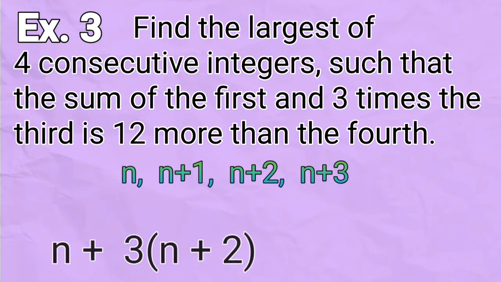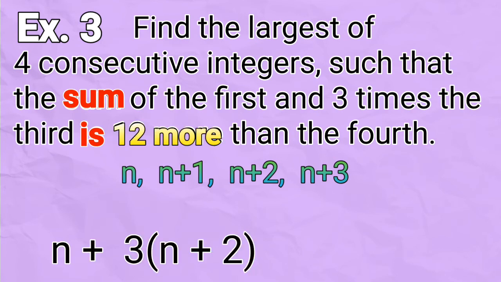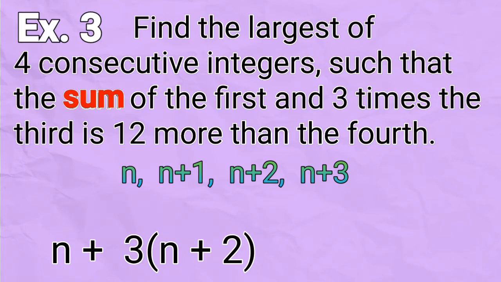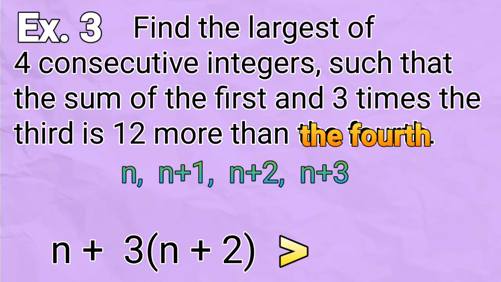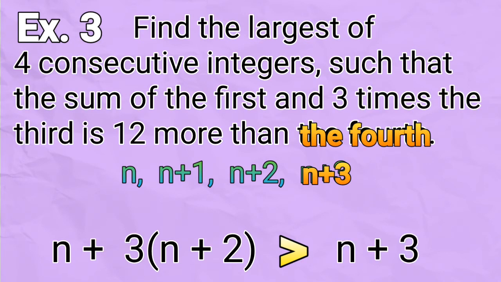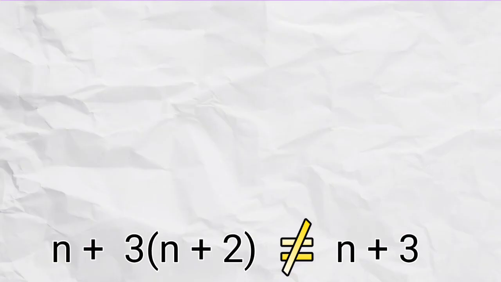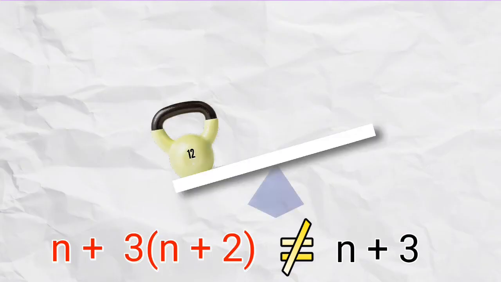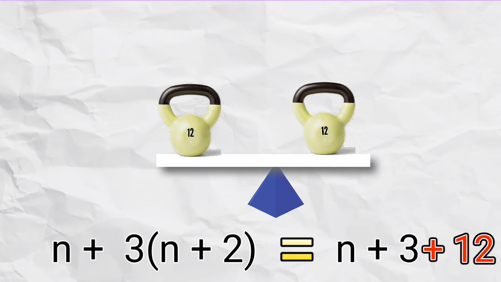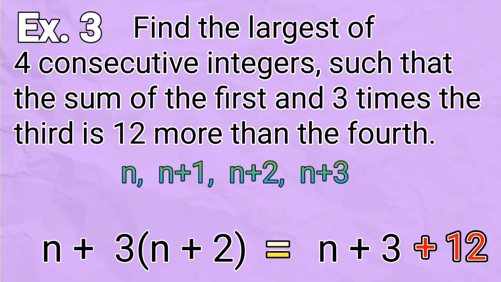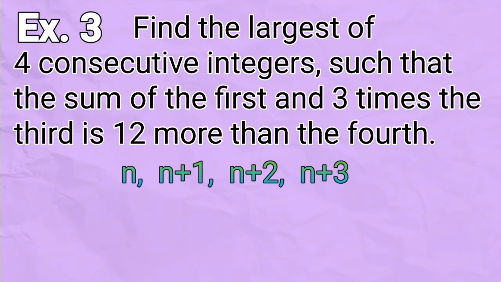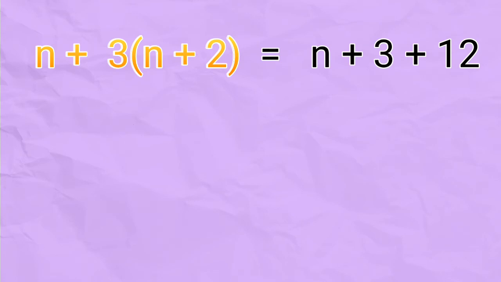So we're told that this sum is 12 more than the fourth. So we know that the sum is greater than the fourth, n plus 3, but we want to write an equation. So how can we make things equal? Well, if the sum is 12 more than the fourth, we can make them equal by adding 12 to the fourth. Now, all we have to do is solve for n. So let's start by simplifying the left side of the equation.